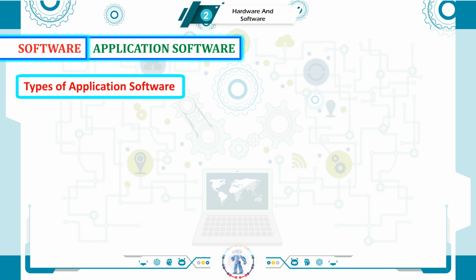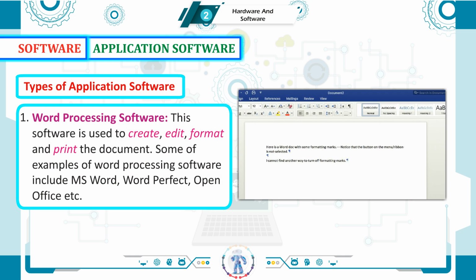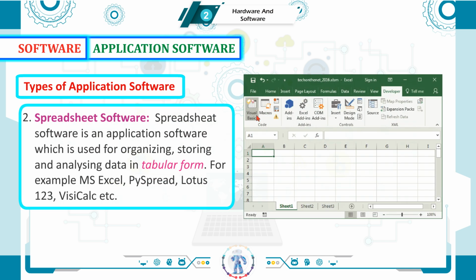Types of application software. 1. Word processing software. This software is used to create, edit, format, and print documents. Some examples of word processing software include MS Word, WordPerfect, OpenOffice, etc.